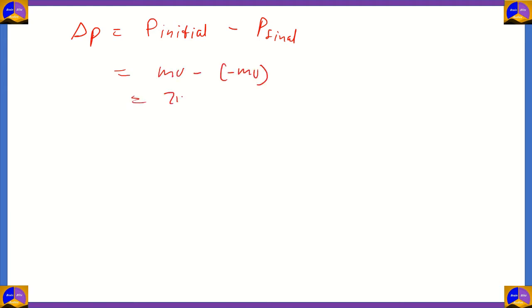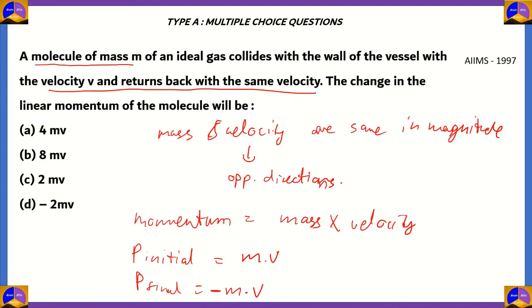In order to find the change in momentum, that is delta p, you subtract p initial from p final. So p final minus p initial gives you delta p. So minus mv minus of mv gives you magnitude 2mv, which is the correct option, which is the correct answer for this question. So therefore option C is the correct option.